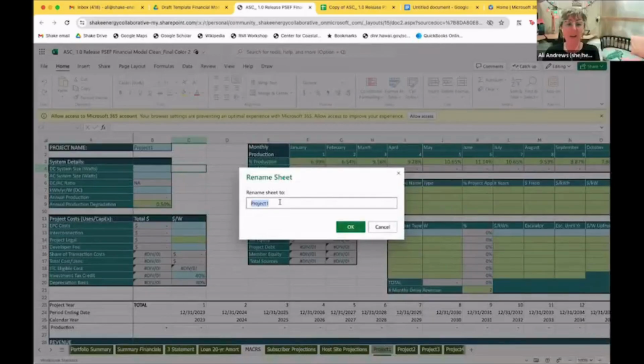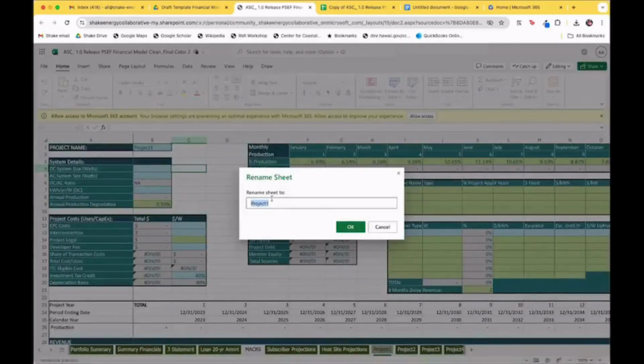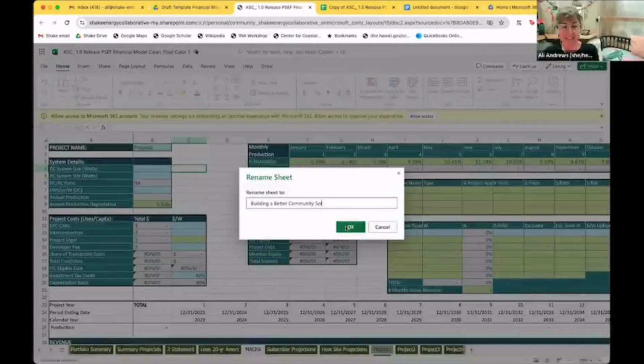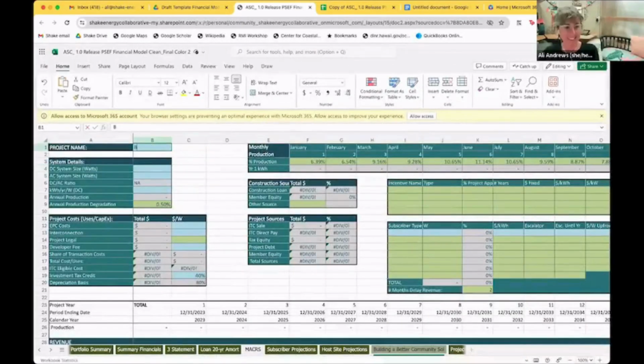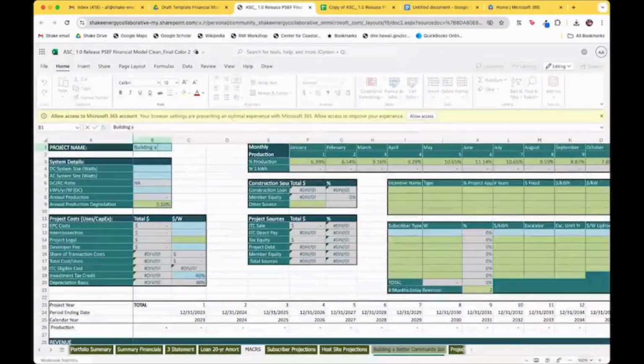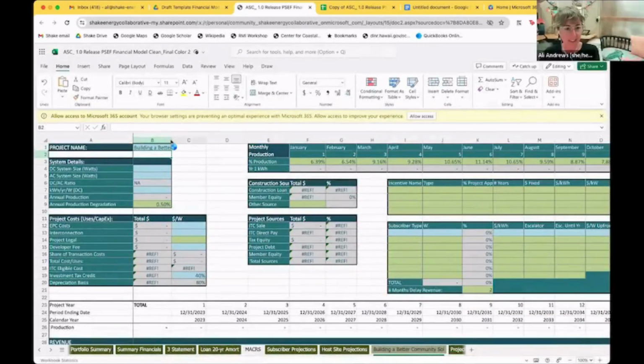Great. Noor, what is the name of your project? I guess it would be the Building a Better Community Initiative Solar array network. Probably solar network. Oh, it looks like that is as many characters as it will let me type in. Sorry. No worries. Okay, we're going to call it Building a Better for now.